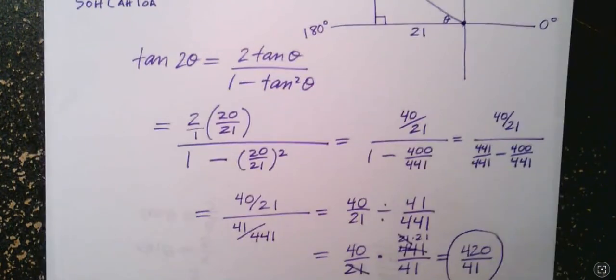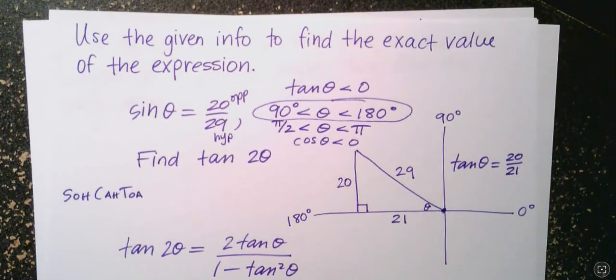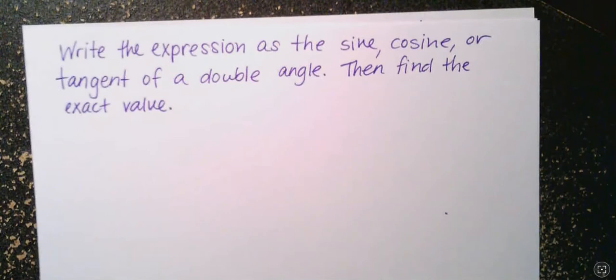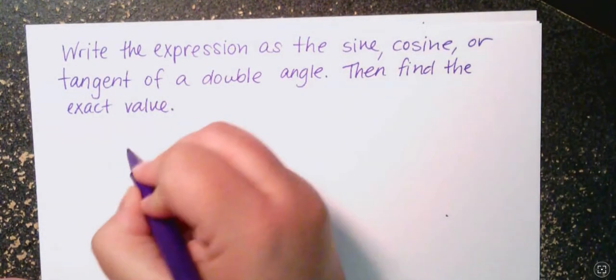All right, next type of problem I want to look at with double angle formulas is problems that ask me to write the expression as a sine, cosine, or tangent of a double angle, then find the exact value when they give it to me like this.